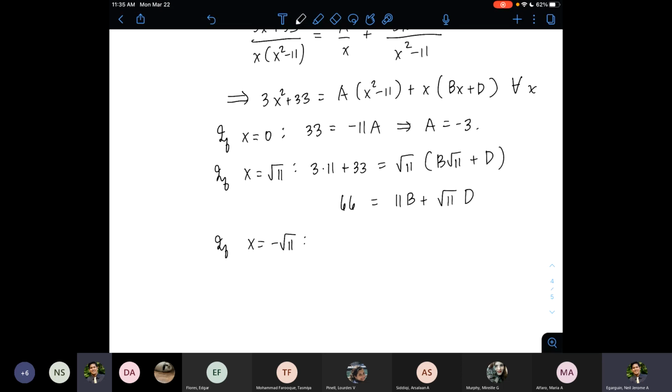So if I plug in negative root 11 to both sides of this equation, I'm gonna get what? I'll get 66 still on the left side. And then I'll still get a 0 in the first term, right? Because negative root 11 to the second power is also 11, okay? Then on the second term on the right, I'm going to have negative root 11 times b times negative root 11 plus d, okay?